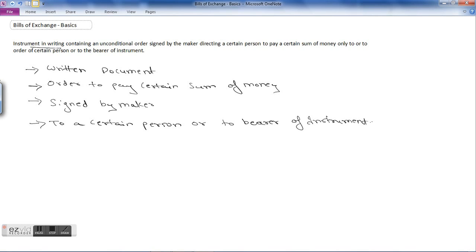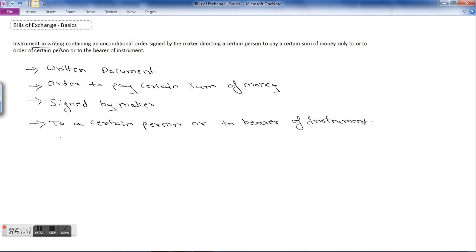So when is this bill of exchange signed? Usually, when goods are sold on credit, the seller would like the purchaser to give a definite promise in writing to pay the amount for the goods on a certain date. In that case, the seller will draft a bill of exchange, order the purchaser to pay the amount, and get it signed by the purchaser, to pay it to a certain person or to the bearer of the instrument.